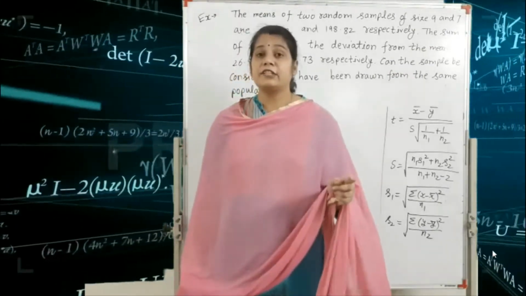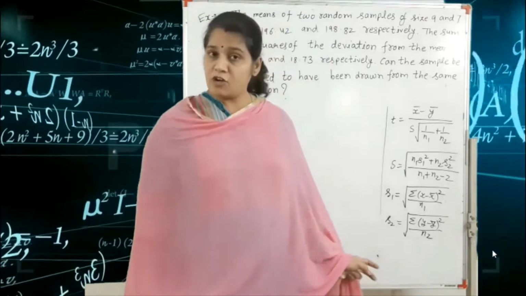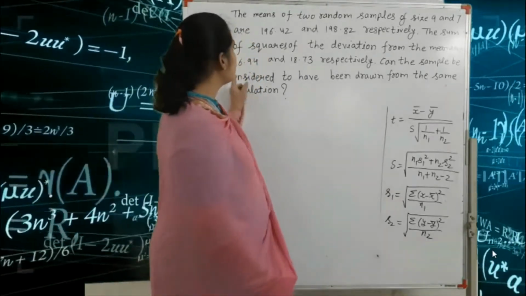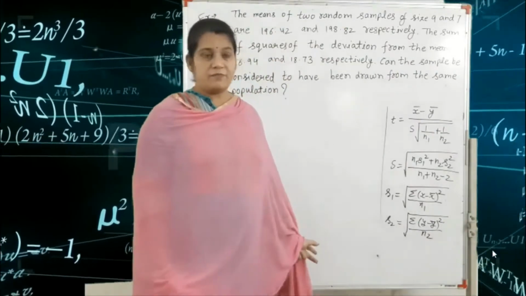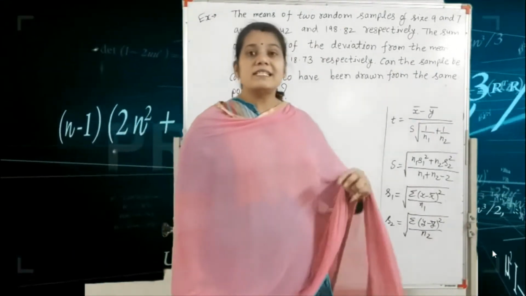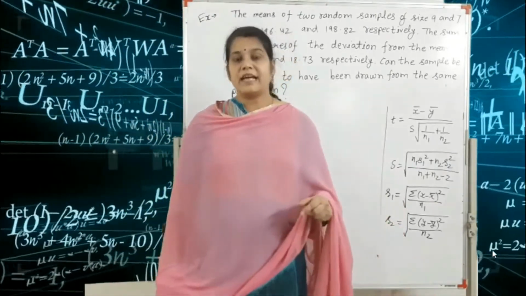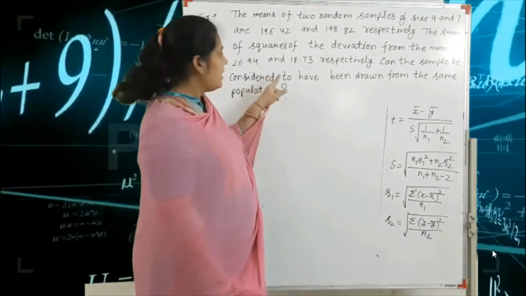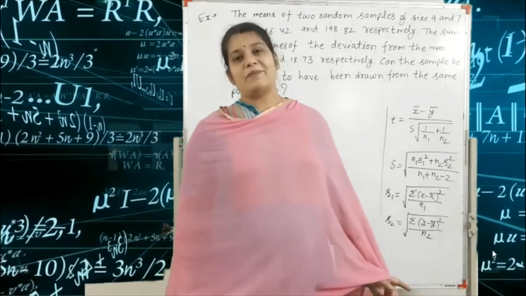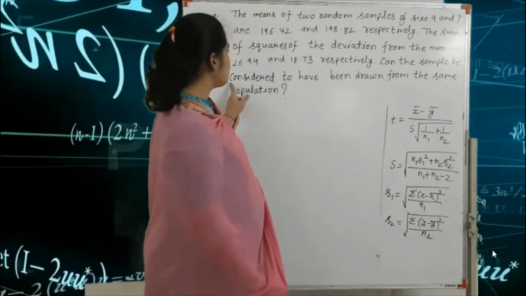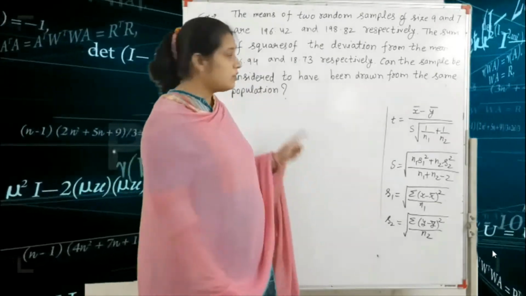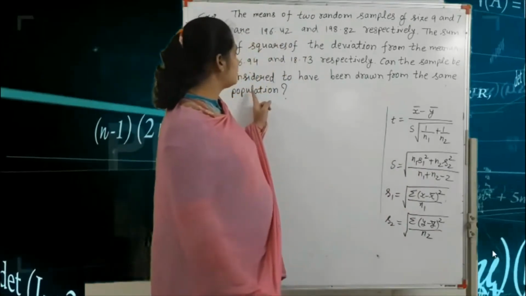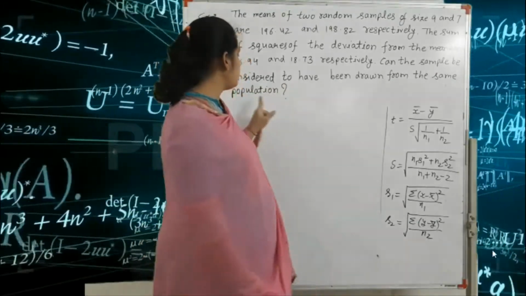Read carefully, this value is not given in the mean form because the mean is already given. But these values are not the standard deviation either, because here we are given the sum of the square of the deviation from the mean, that means summation x minus x bar whole square, and summation y minus y bar whole square. Find whether the samples can be considered to have been drawn from the same population. So the claim is that the samples are drawn from the same population.